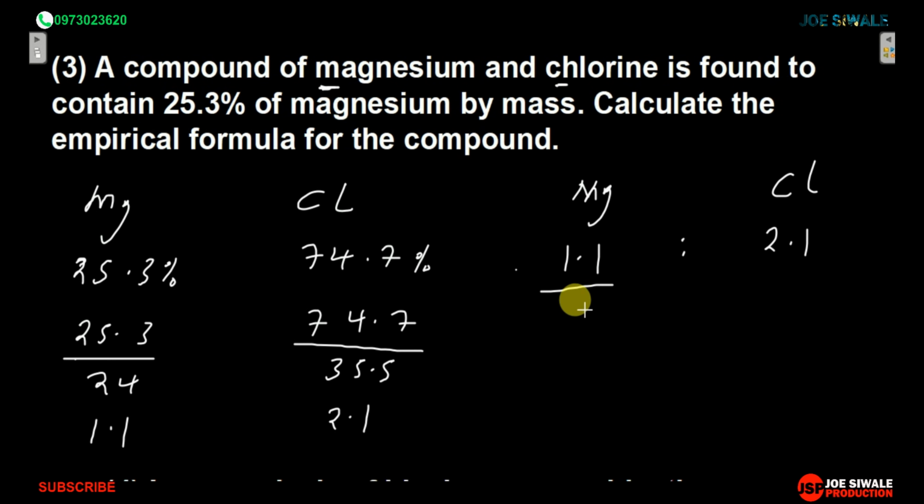So the smallest number there is 1.1. So divide by 1.1. So there we're going to have 1, and 2.1 divided by 1.1, we're going to have 2. So the ratio, we have 1 to 2. So we can say, hence the empirical formula is, magnesium, we know that's 1, and chlorine, that's 2. So our empirical formula, we're going to have magnesium, which is 1, then chlorine, which is 2. So that's going to be our answer.